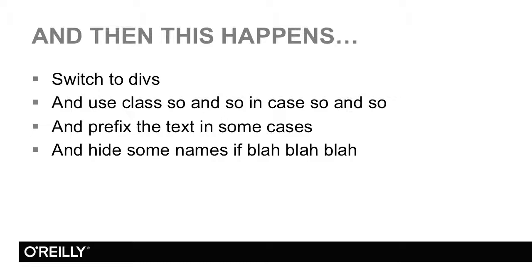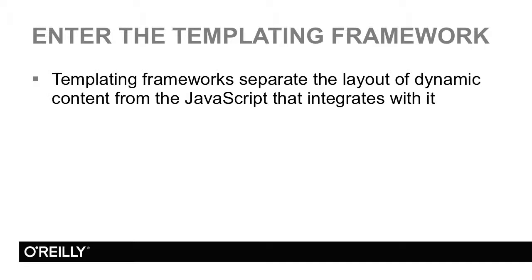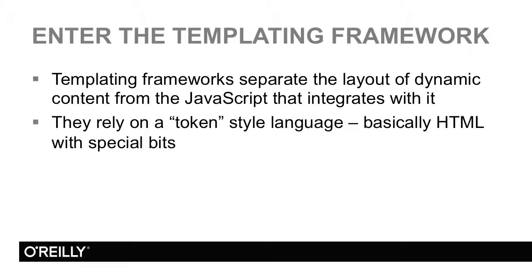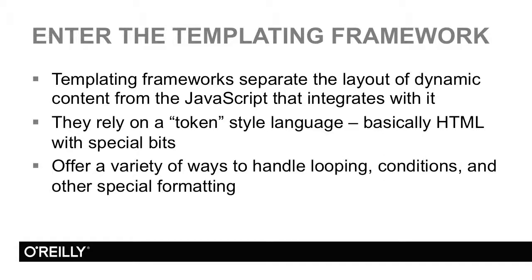Enter the templating framework. Templating frameworks work to separate the layout of dynamic content from the JavaScript that actually integrates with it. It kind of breaks up those two things so that you have some code that handles getting data and just making data ready, and you'll have something a little bit nicer to actually render that out. Typically, they rely on a token style language, which is basically going to be HTML, but with simple tokens inside to represent dynamic content. Each of these frameworks will have different ways of handling things like looping, conditions, and even doing special formatting. For example, taking a lot of text and maybe chopping it off at a certain point and adding ellipses at the end.